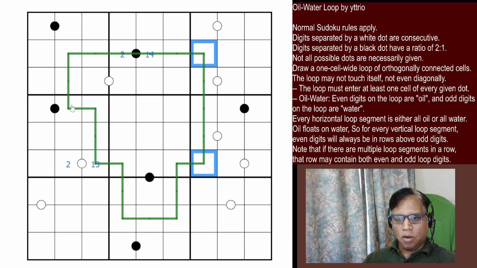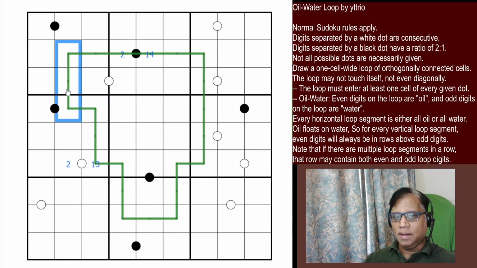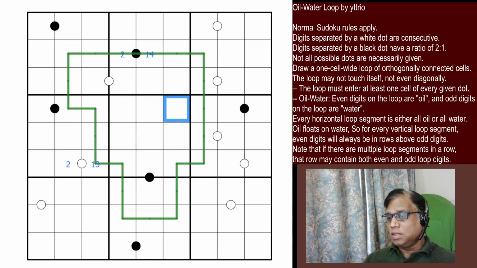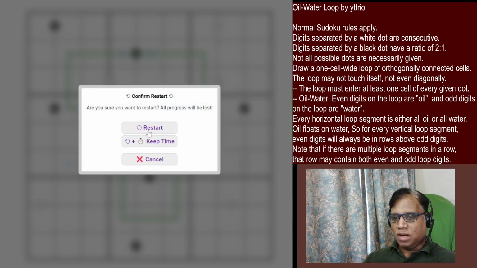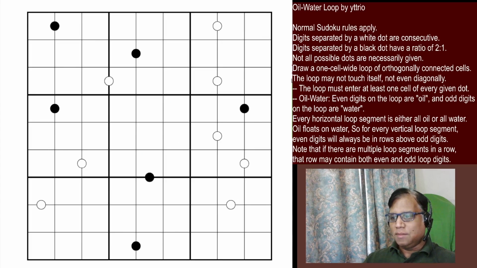So horizontally, in the connected sections, or in the connected line segments, all the digits must be either even or odd. And vertically, even digits must be on top of the odd digits, or either everything will be odd or everything will be even. So those are the rules. I think it's a little bit complicated to understand, but once you start doing that, it's easy to grasp those rules. So with that, I'm going to start the puzzle.